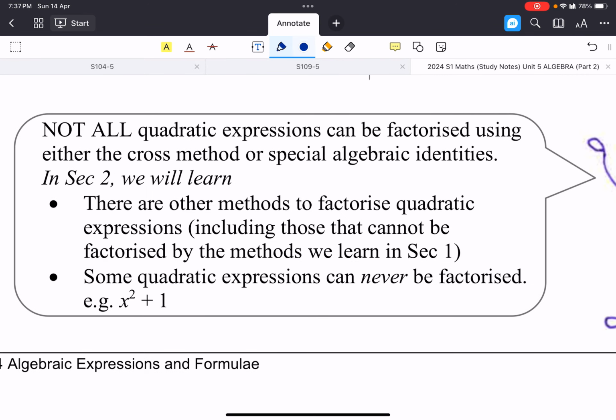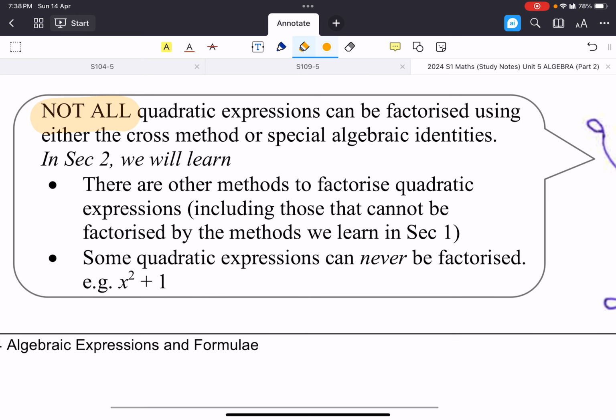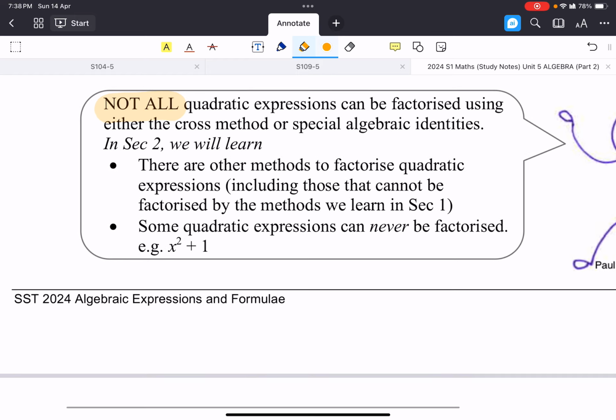Not all quadratic expressions can be factorized using either a cross method or special identity. Not all, right? Okay. But don't worry. What should we do if we encounter a quadratic that cannot be factorized? That will be a topic for the next chapter. Okay, we will actually talk about it in the future, right? Actually, not the next chapter. Next year, Sec 2, you're Sec 1 now, right? Maybe. Okay, we'll see how it goes, right?